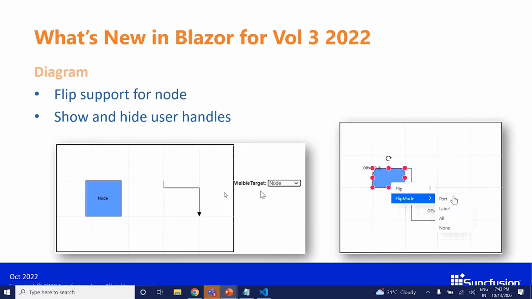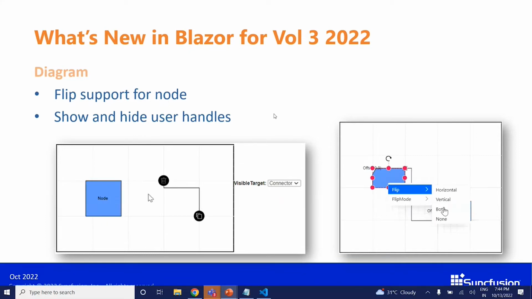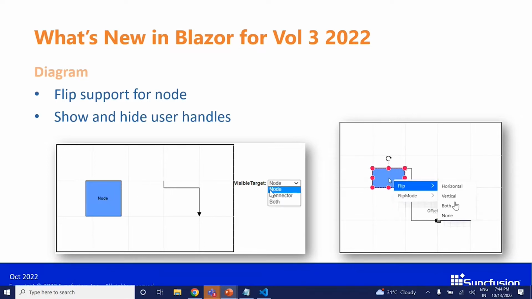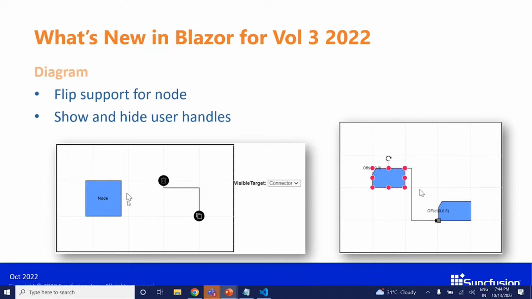So moving on to the next component, diagram. To the diagram component, flip support has been added for nodes. You can see the right side GIF image. The flip support has been demonstrated there just by right clicking the node, and if you choose to flip either horizontally or vertically, you can see the difference over there how it actually works. Another support has been added to show or hide the user handles. When you select the node, you can see the user handles. Now you can either show or hide them on nodes and connectors as well.